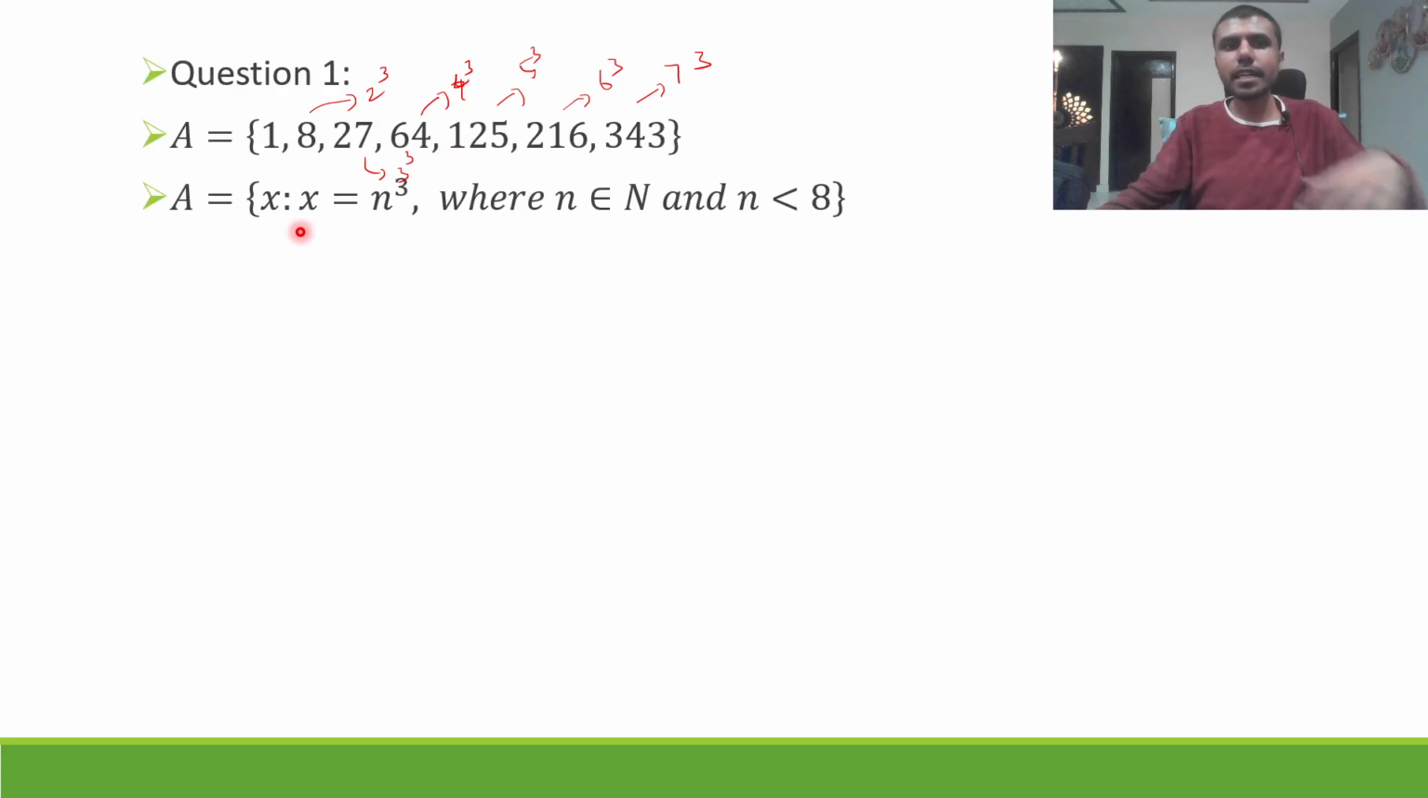So here I'm writing it as x is equal to n cube, where n belongs to capital N and n is less than or equal to 7. So what all values can n take? 1, 2, 3, 4, 5, 6, 7. So 1 cube, 2 cube, 3 cube, 4 cube, 5 cube, 6 cube and 7 cube. And hence our set is done.